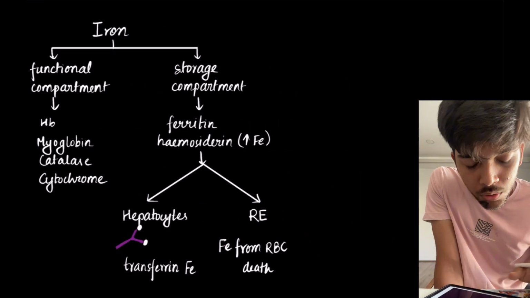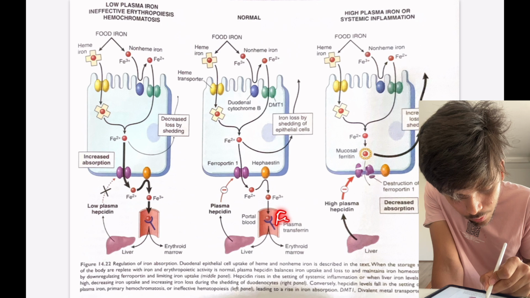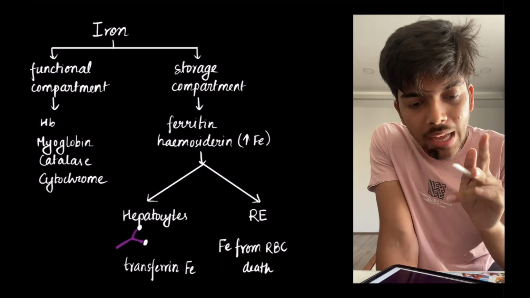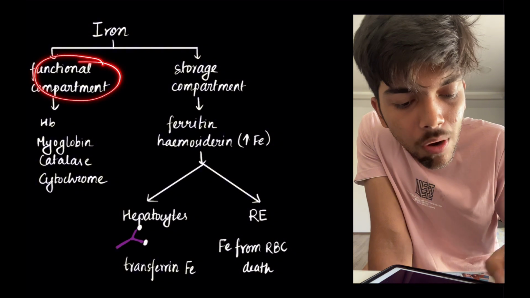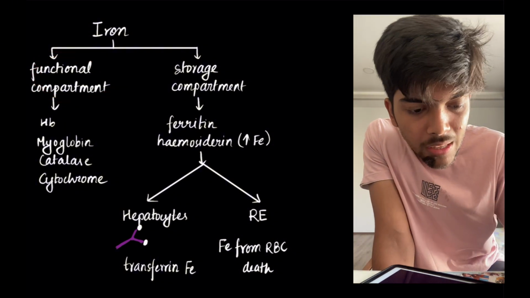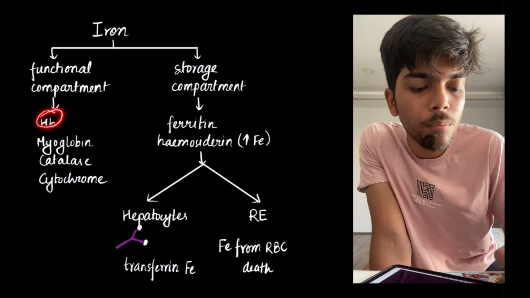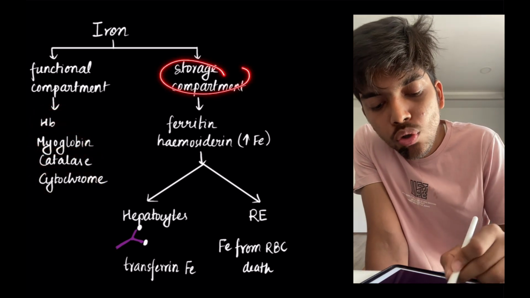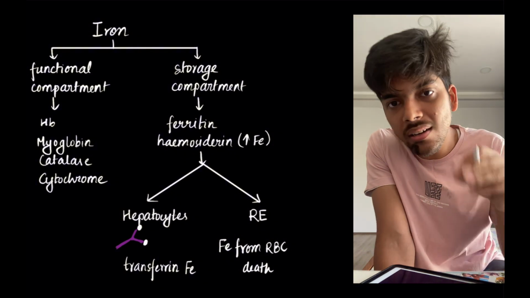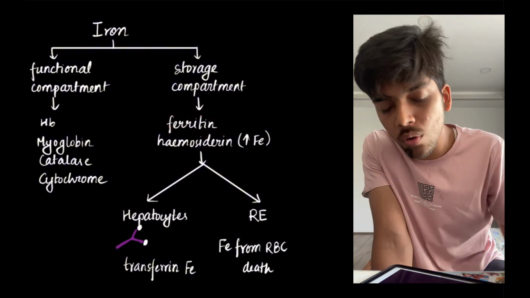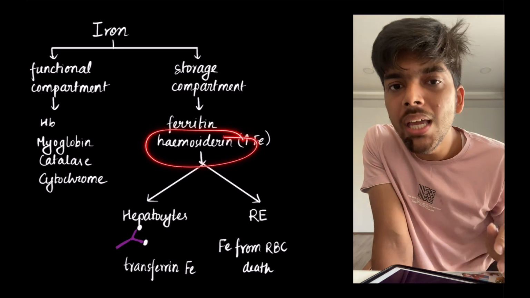Okay. So the iron that reaches the blood has two compartments. One is the functional compartment, which is obviously the useful iron. Iron being used for formation of hemoglobin, myoglobin, catalase enzyme, cytochrome. And then there is the storage compartment. The excess iron gets stored in the form of ferritin. When there is a lot of iron overload, it gets stored in the form of hemosiderin.